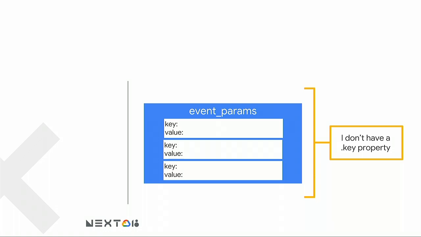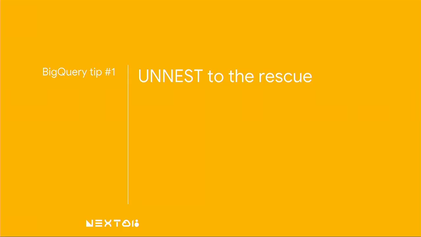So here's event params, and right here's the problem. There's no .key property. It's part of this, so we have to extract that first. And so unnest to the rescue. For those of you who are SQL-minded, unnest acts like a cross-join. For those of you who are table-minded, unnest turns nested and repeated into a table.